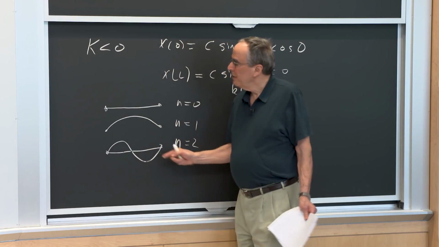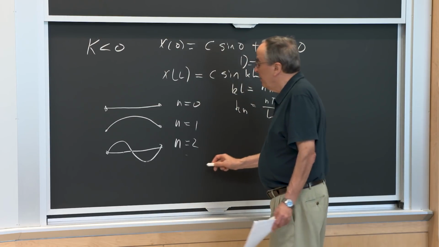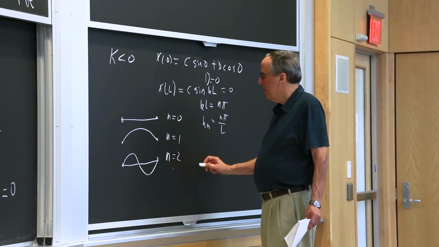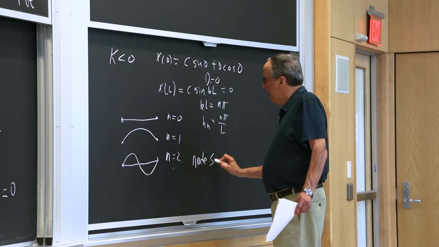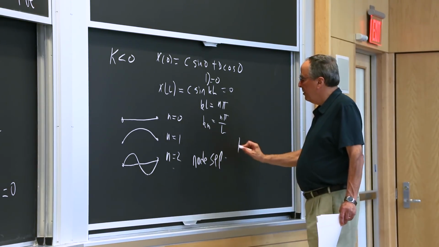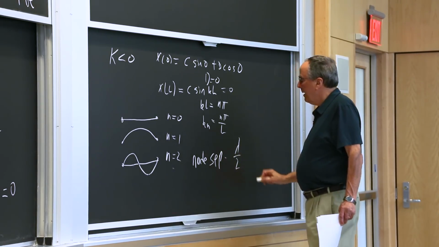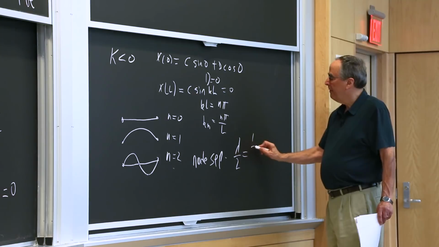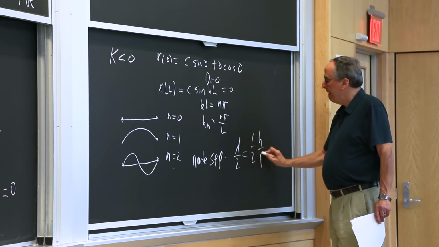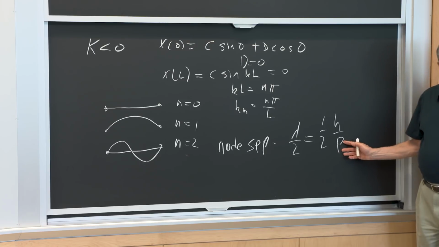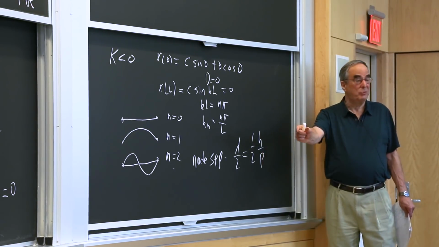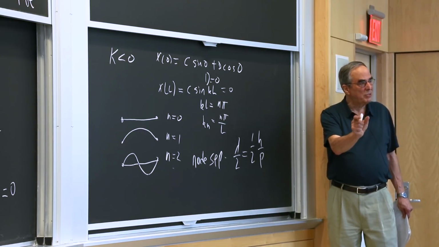But sometimes you have to keep in mind the node separation. Let's just say node separation is lambda over 2. And lambda over 2 is equal to 1/2 h over p. So if we know what the momentum is, or we know what the kinetic energy is, we know what the momentum is, we know how momentum is encoded in node separations.